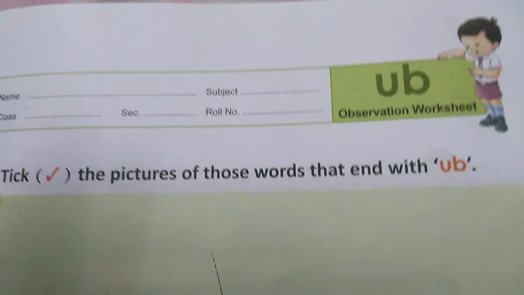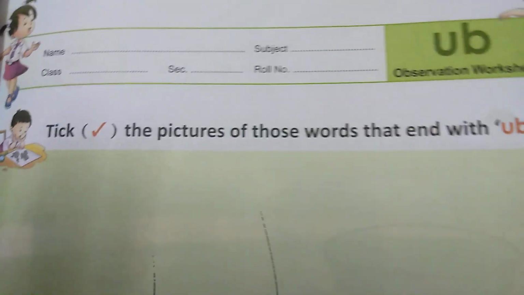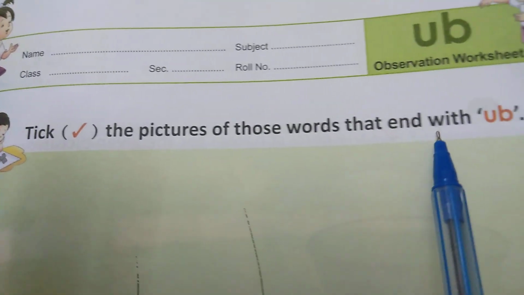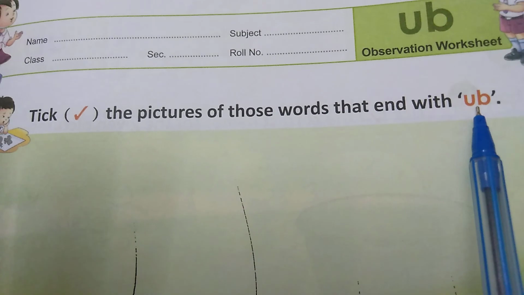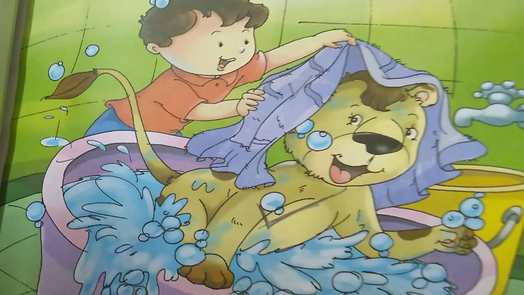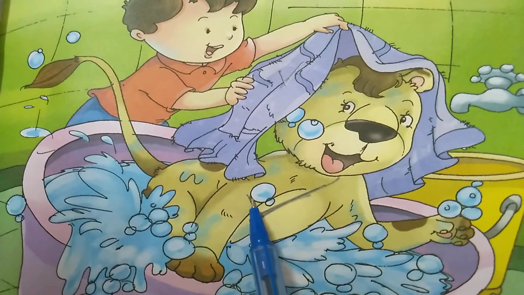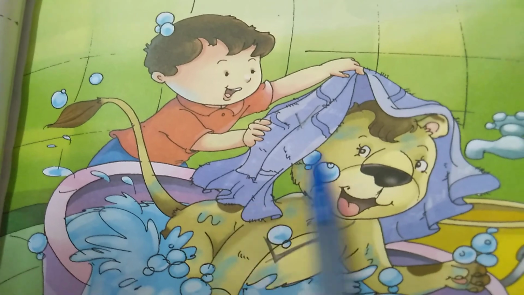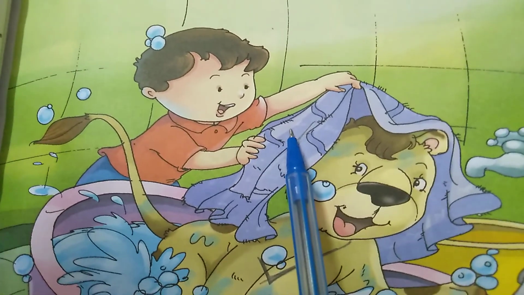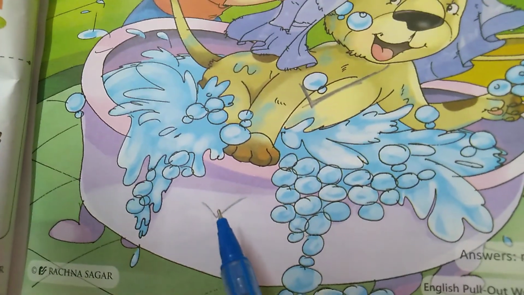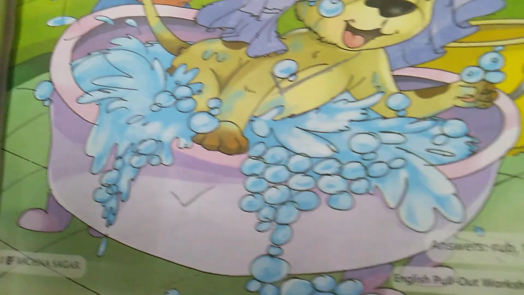Next is UB ub. Here you have to tick the pictures of those words that end with UB ub. Find out the pictures' words. Look, CUB cub. For CUB cub, put tick mark here. This boy is rubbing his body with a towel. For rubbing, RUB rub, put tick mark here. And this is a tub. For TUB tub, put tick mark here.